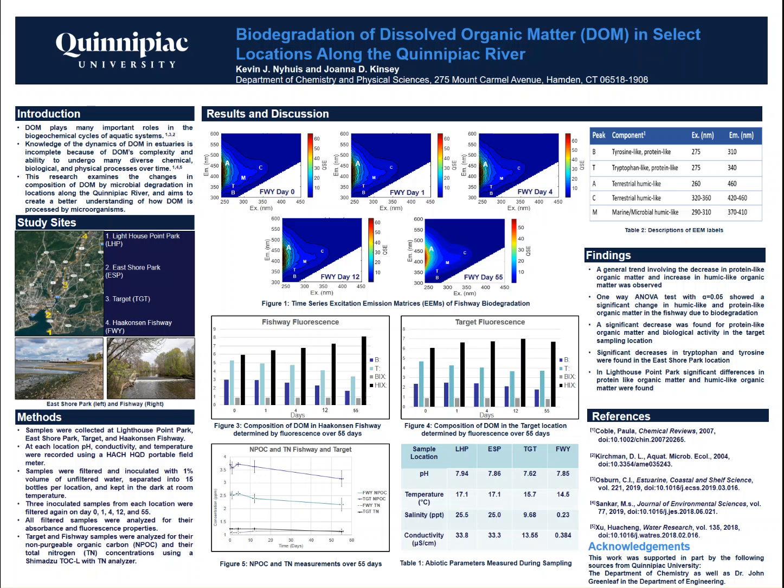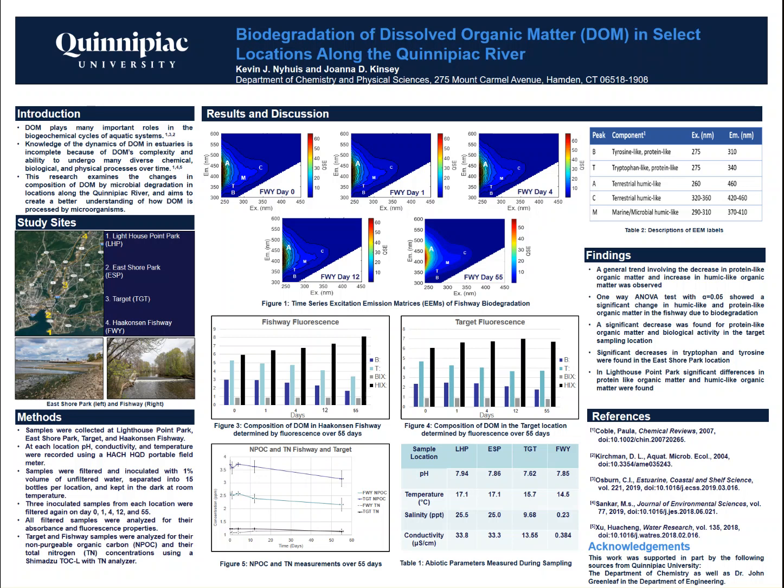The focus of this research was on the biodegradation of dissolved organic matter in the Quinnipiac River estuary. Dissolved organic matter, or DOM, plays many important roles in the biogeochemical cycling of estuaries, and the knowledge of interactions and degradation of DOM in estuaries is still not completely understood.